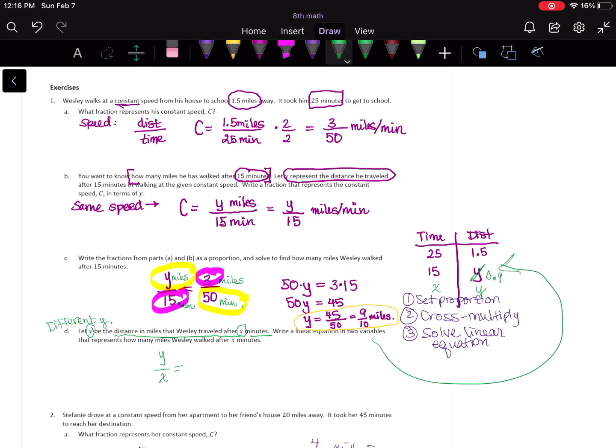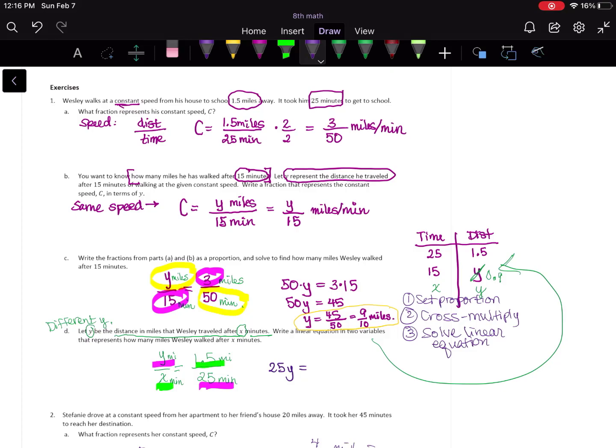I'm going to set up a proportion, y divided by x must be equal to the 1.5 miles divided by the 25 minutes. It's this third row I've put in my table. Let's proceed by solving our proportion. And we're going to use the same steps as before. We need to do a cross multiplication of y times 25. And we get 25y. We set that equal to the product in the other direction of x times the 1.5.